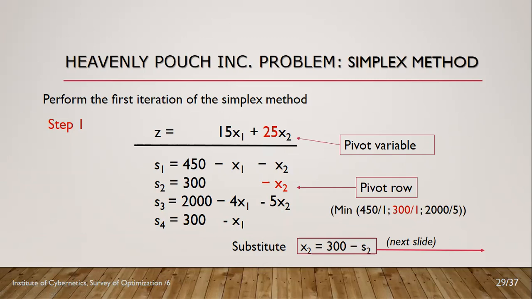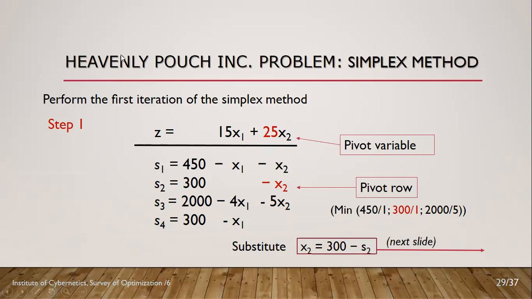The pivot row is found as the ratio between the free coefficient and the coefficient at the pivot variable with a negative sign. So here we have 150 divided by 1, absolute value of it, 300 divided by 1, and 2000 divided by 4. Here we are, and we need to select the minimum of them. Now clearly the minimum of the three values is 300. So therefore, this line represents the pivot row.